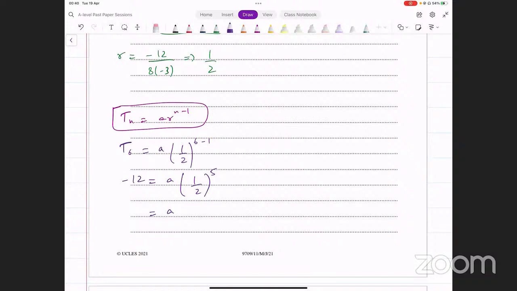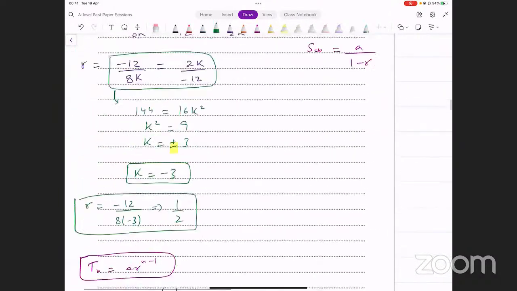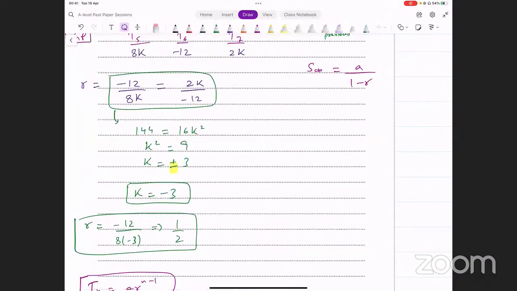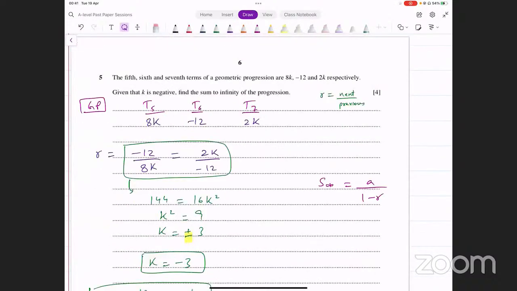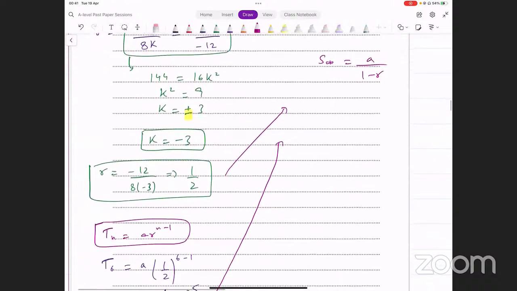ठीक है, फर्स्ट टर्म क्या आ जाएगी? -12 into 32, which is -384. ये आपके पास आ गई फर्स्ट टर्म. You've got the first term, you've got the ratio. जाके इनपुट कर दें सम टू इन्फिनिटी के फॉर्मूला के अंदर. इसमें जाके इनपुट कर दें ये दोनों चीजें.